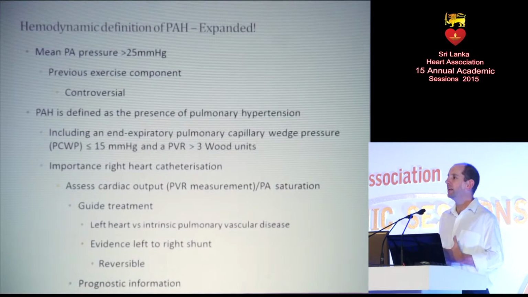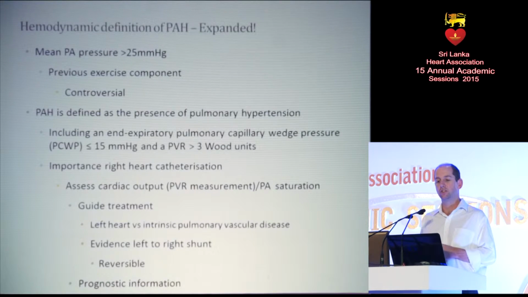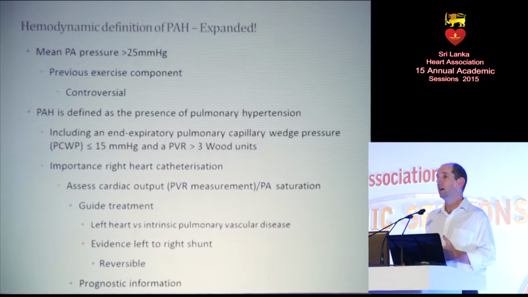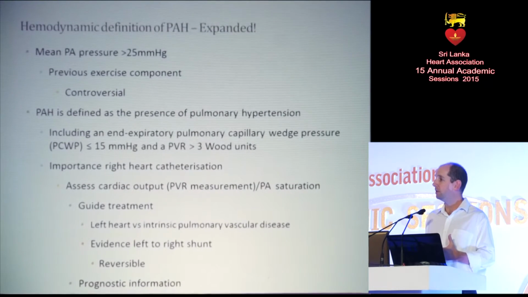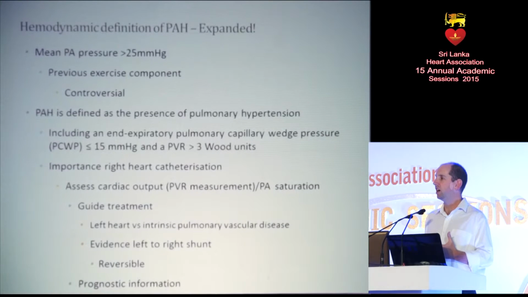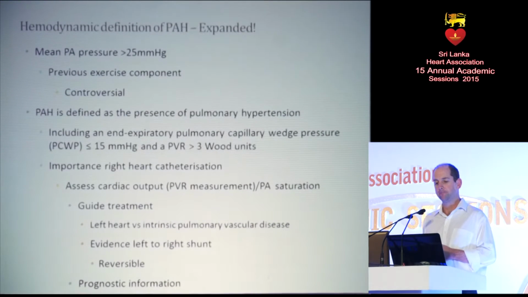Now, to expand on that hemodynamic definition that we mentioned in the first slide: mean pulmonary artery pressure greater than 25 millimetres of mercury. In the past, we included an exercise component, a mean pulmonary pressure of more than 30 millimetres of mercury with exercise. This is controversial, and again, my colleague Dr. Bastian will talk about the role of exercise in assessment of these patients.